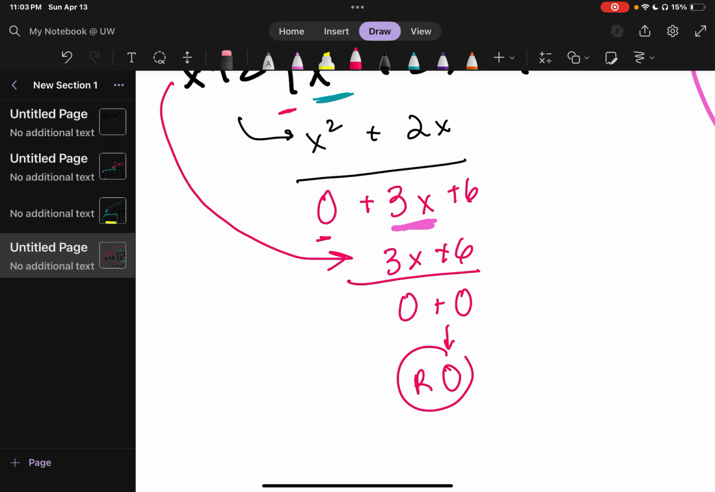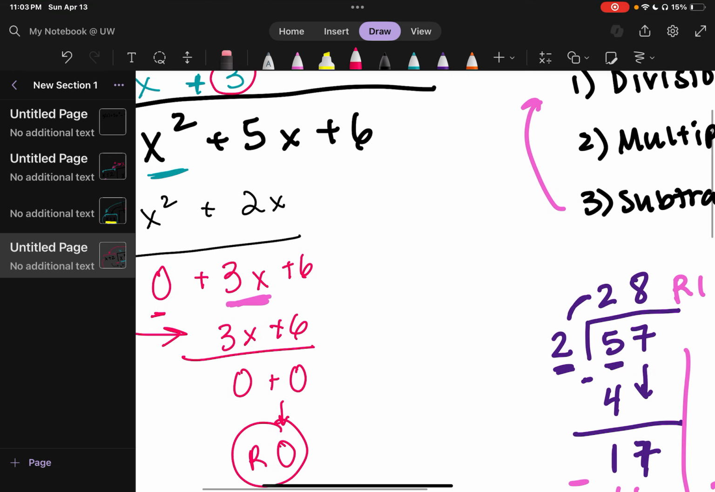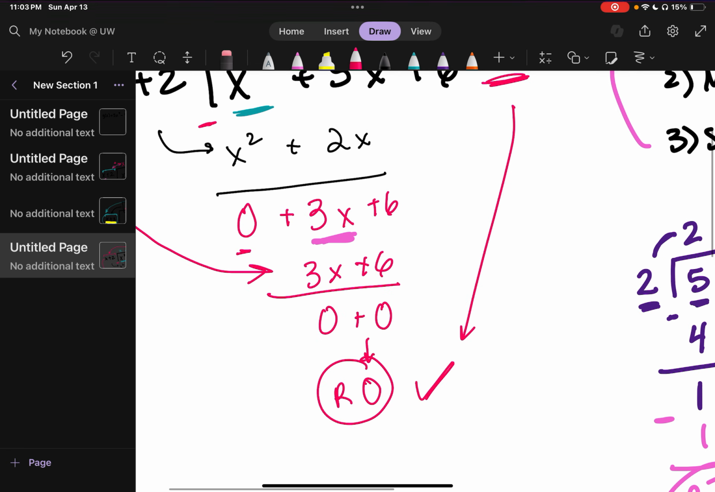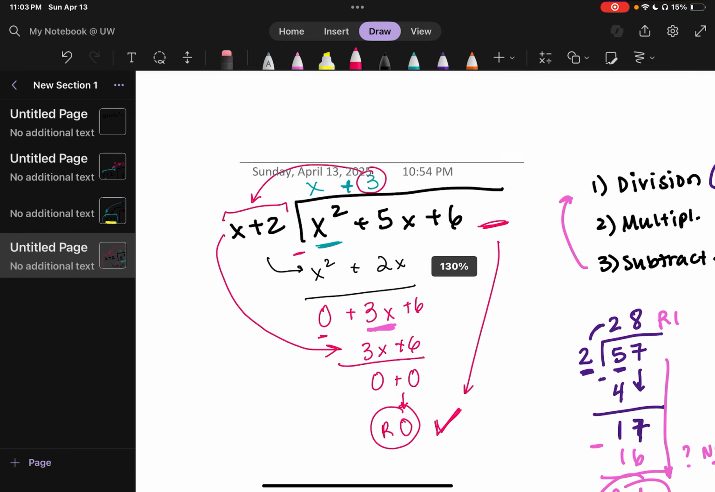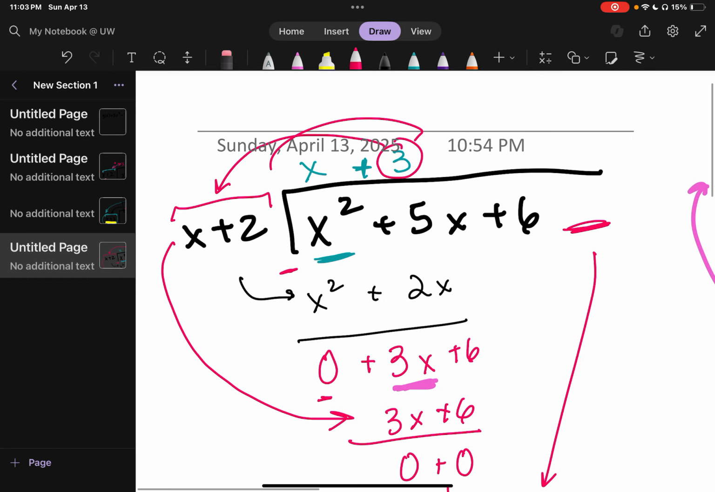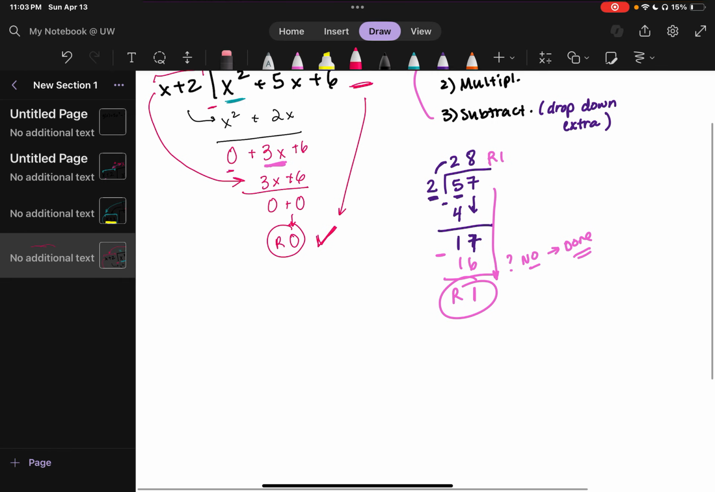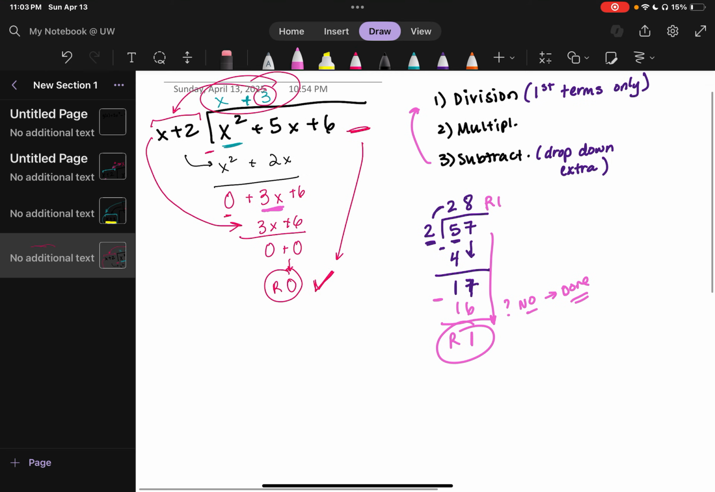That looks like a remainder to me because there is nothing else we can drop. There's nothing else we can drop. So this looks like a remainder. That means we're done. So therefore, the final answer is x plus 3. So let's rewrite this nicely. So x plus 3 times x plus 2 is equal to x squared plus 5x plus 6.